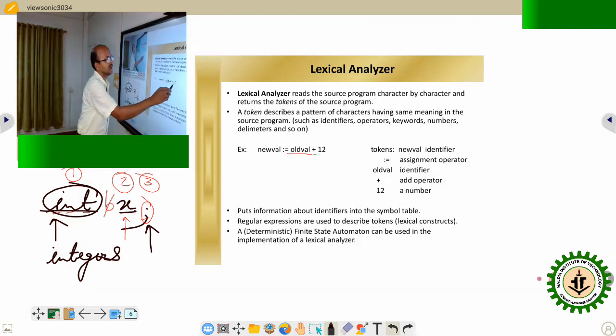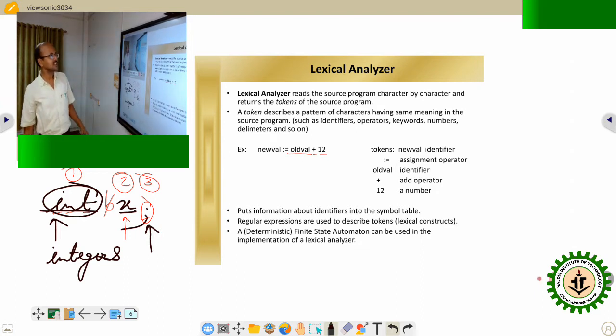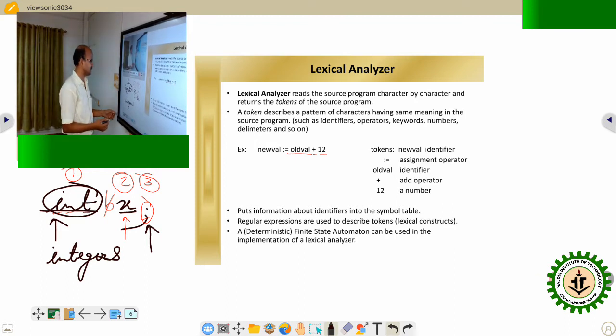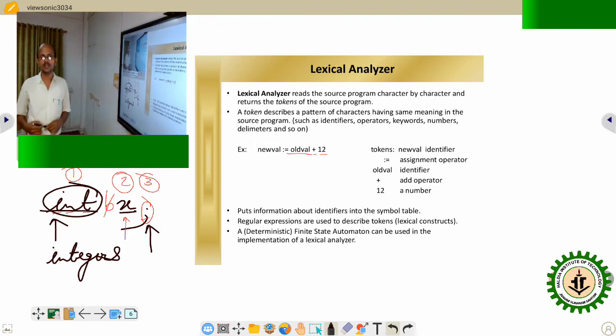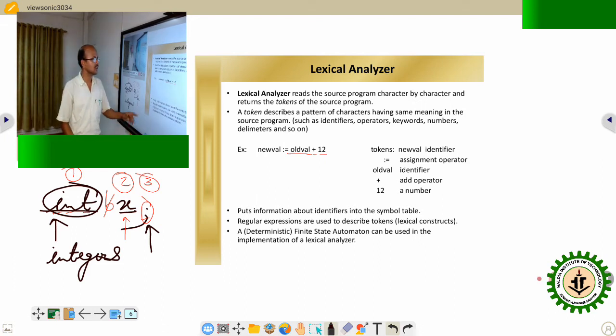All this information will be put into the symbol table. In the previous slide we showed that the symbol table is a data structure which keeps the information regarding all the data available during the program compiling. So here we have the typical tokens: new value, equal to, old value, plus, and 12 itself a number.